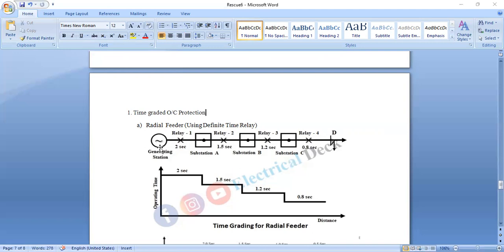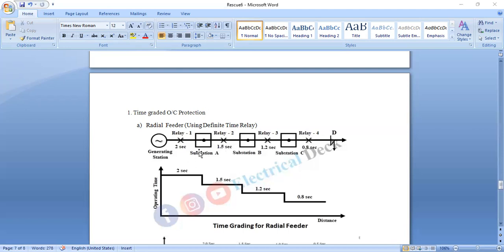That means the first end is the generating station and the second one is the load station at the end. This is the starting end and this is the ending end. So it is desired that the smallest part of the system should be isolated. So we can isolate here when the fault occurs in the system.